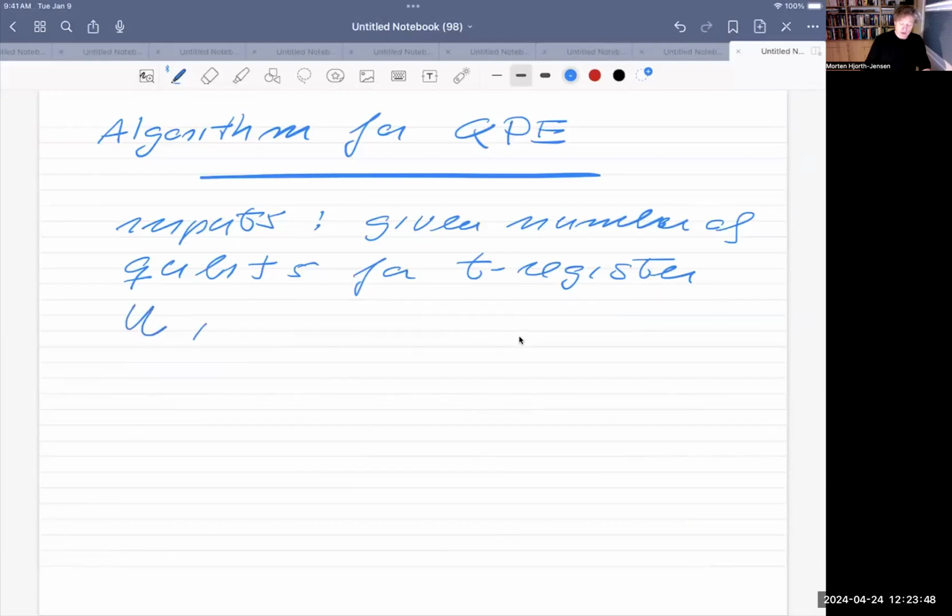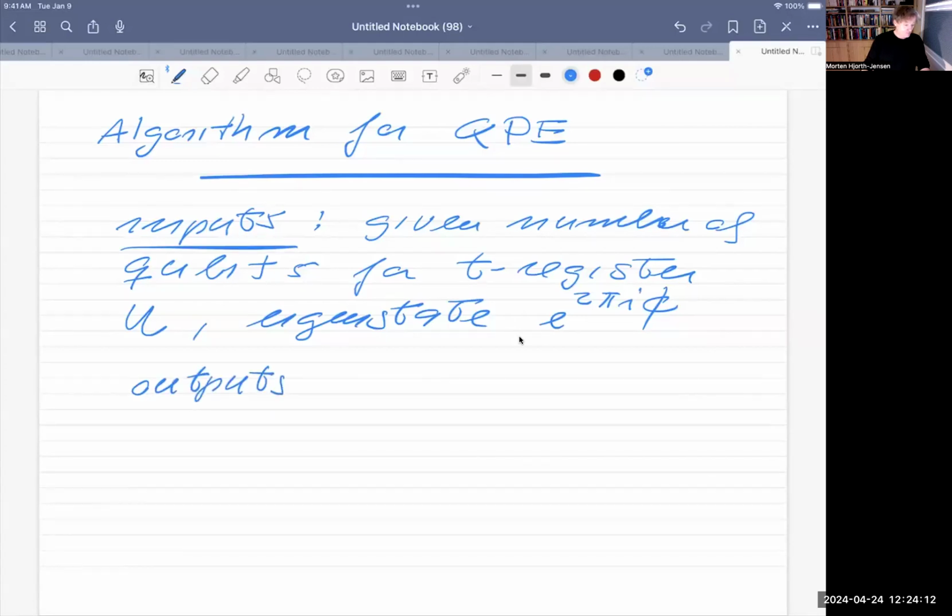And then we have an eigenstate, which we don't actually know, but we know that these eigenvalues are given by e to the power of 2 pi i multiplied with a phase phi, since we are applying a unitary transformation. And then when we have these inputs, what we need to set up as outputs here is a t qubit representation of the final phase. So it's a t qubit approximation to the phase phi.